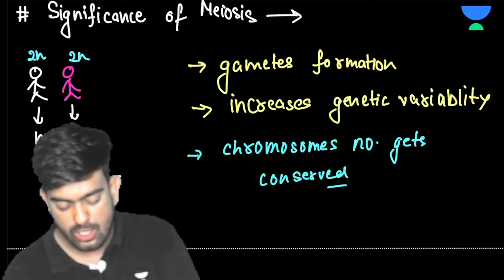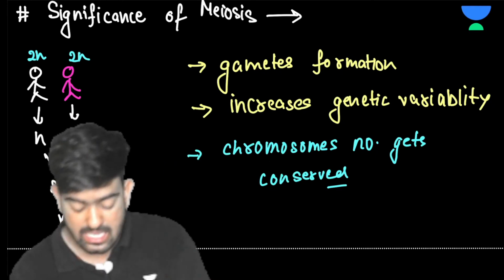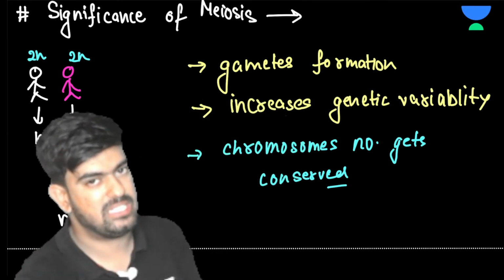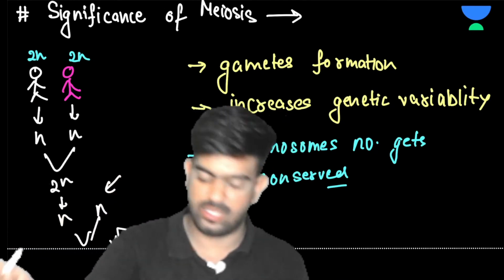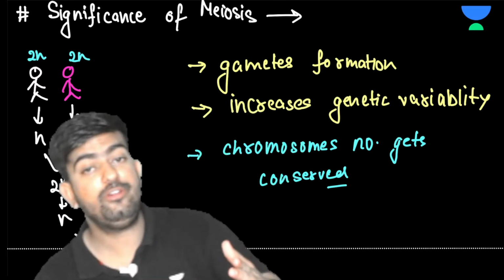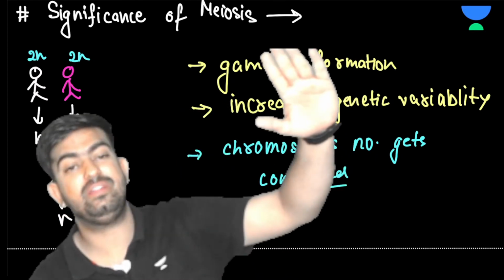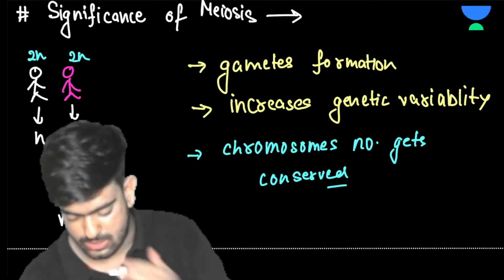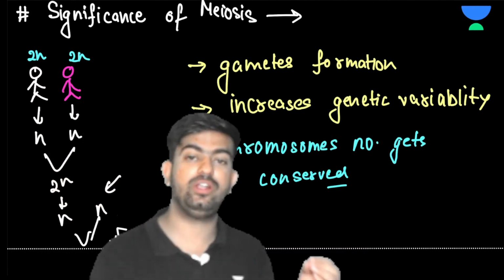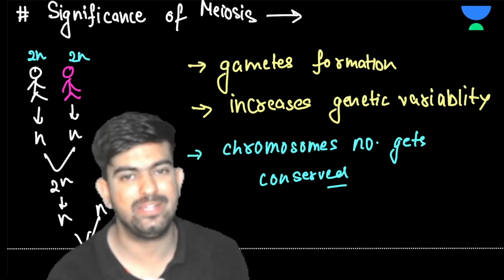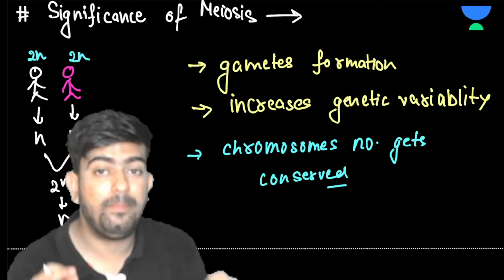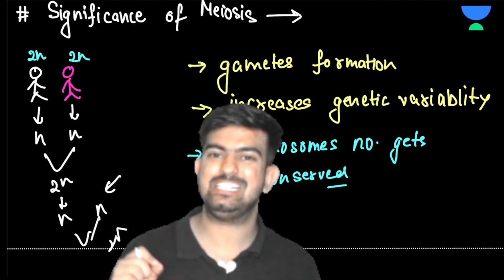So this was all about meiosis. And what was the difference between mitosis and meiosis? Mitosis happens in the somatic cells, meiosis happens in the reproductive cells. The number of chromosomes is preserved in mitosis. The number of chromosomes gets halved in meiosis. Meiosis happens for reproduction. Mitosis happens for growth and repair. So this was all about this chapter, which is the cell cycle.